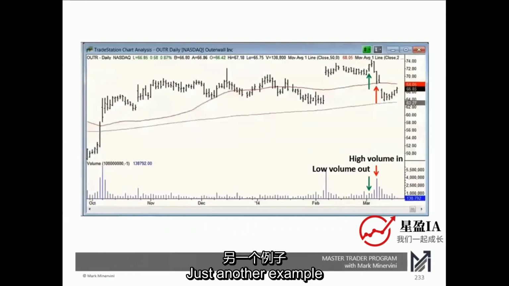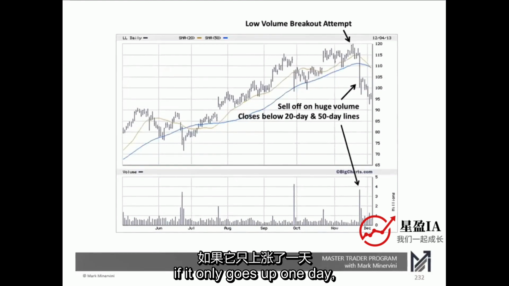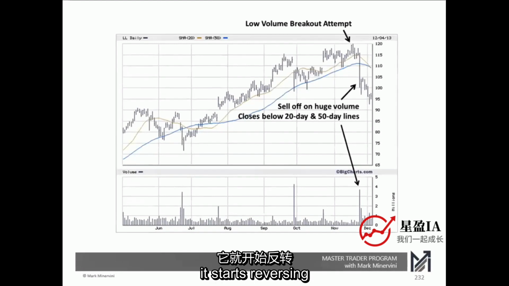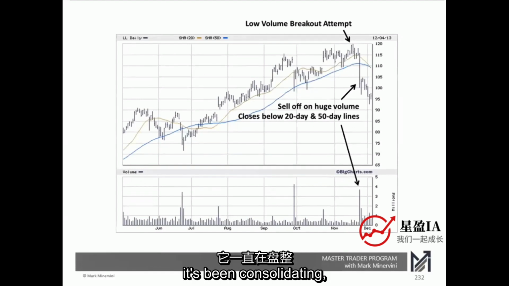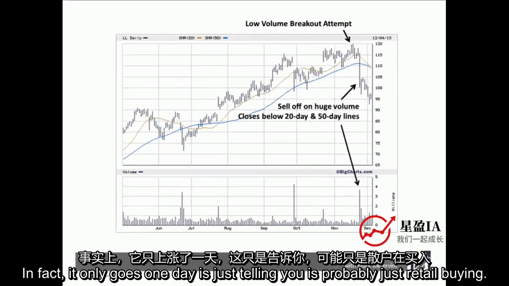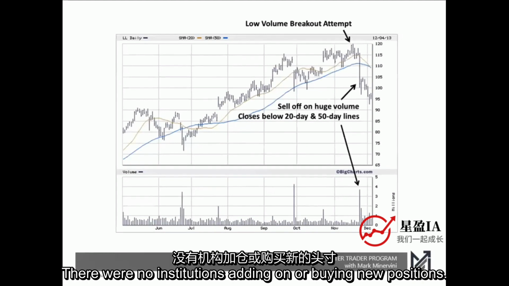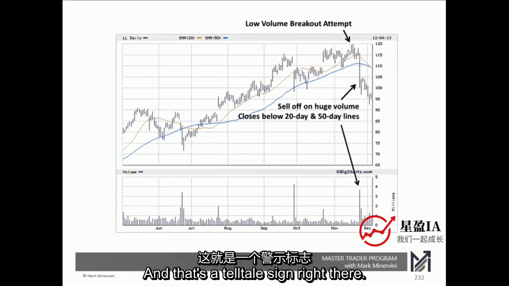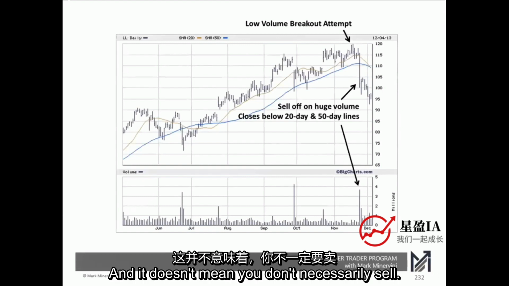Let's show another example. I was going to add, you can see the same thing on this, it's the 1-day breakouts. I hate the 1-day breakouts. If it only goes up 1 day and then it starts reversing, that's a major flag, because that is just a lot of retail buyers seeing a stock that's been consolidating. It's got a decent base. It breaks out. And in fact, that it only goes 1 day is probably just telling you it's retail buying. There were no institutions adding on or buying new positions, and it starts reversing, and that's a telltale sign right there.